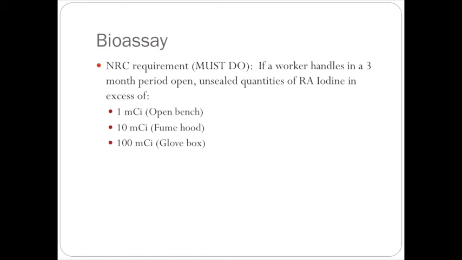Now, the NRC requires, and by requires it means you must do, a bioassay if you work in a 3-month period and handle open unsealed quantities of radioactive iodine in excess of 1 millicurie on the open bench, 10 millicuries in a fume hood, or 100 millicuries in a glove box. Now, the pharmacy I came from before I came here to Purdue, we would routinely do 3 or 4 curies of iodine a week. In a glove box, we'd do 3 or 4 curies. So we basically far exceeded this requirement to do bioassay.